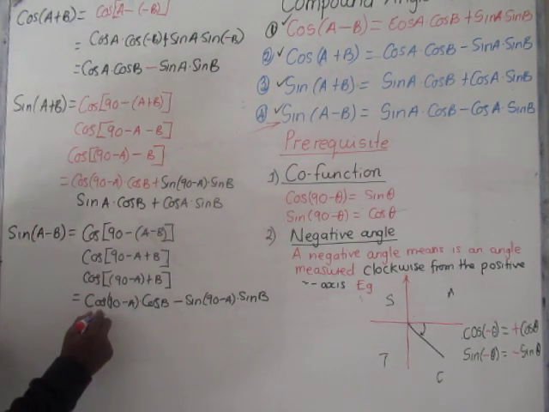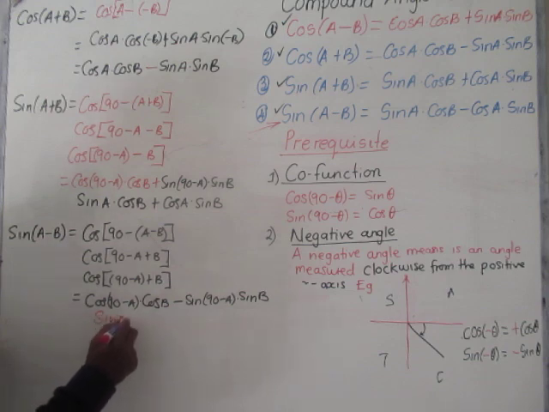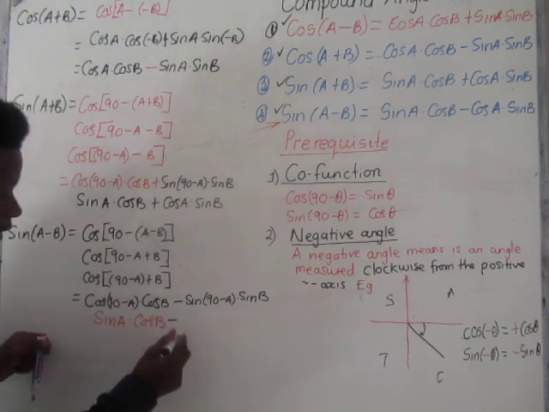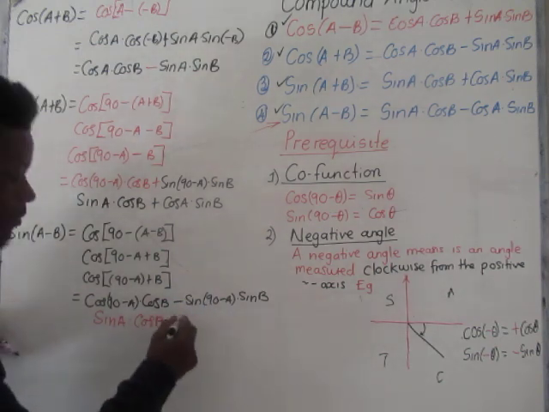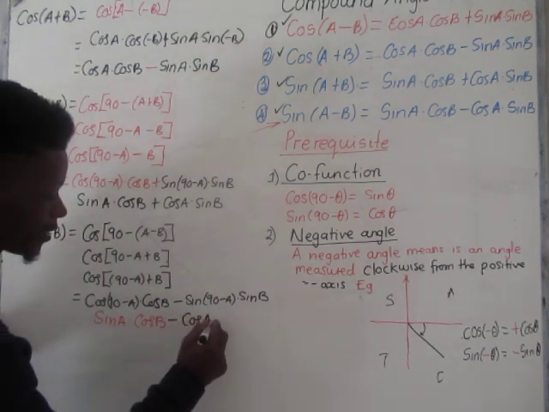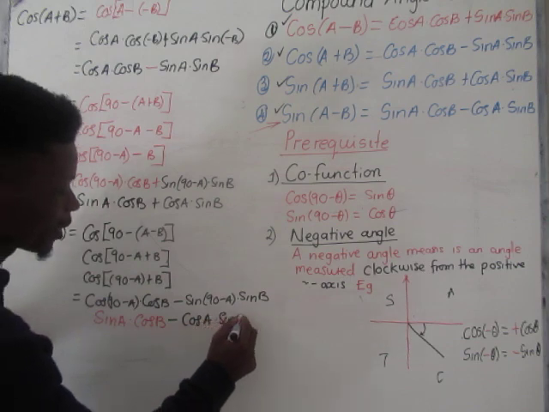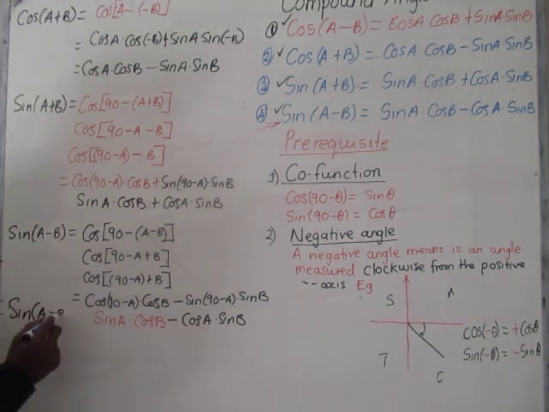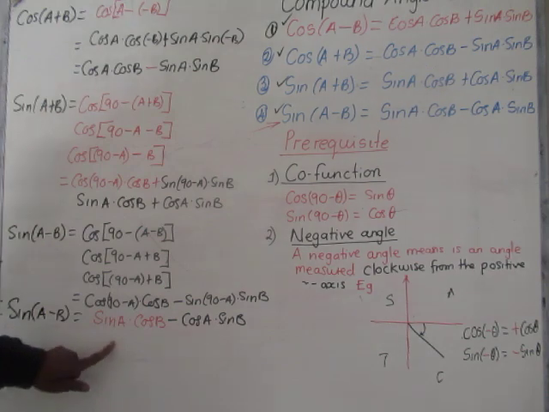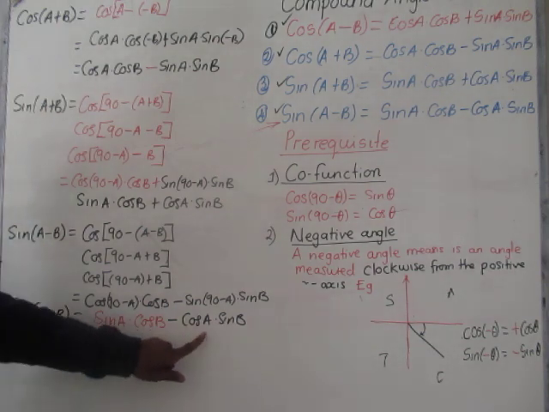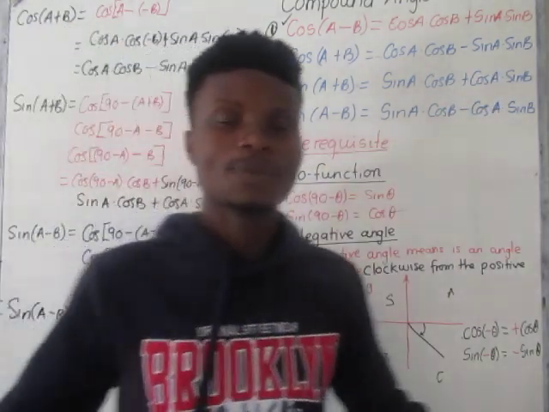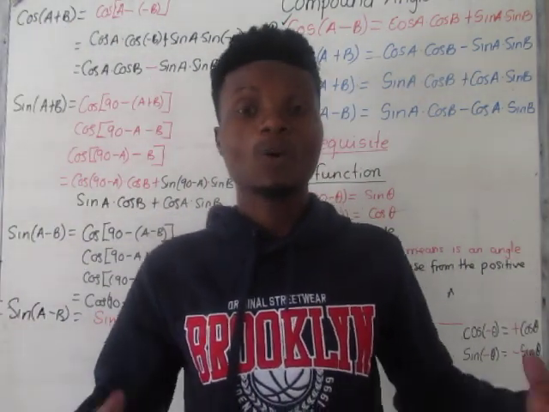You now know that this can be written as sine a times cos b minus, then sine(90 minus a) can be written as cos a times sine b. So therefore sine(a minus b) is equal to sine a times cos b minus cos a times sine b, which comes to that. So this is how we prove the compound angles.